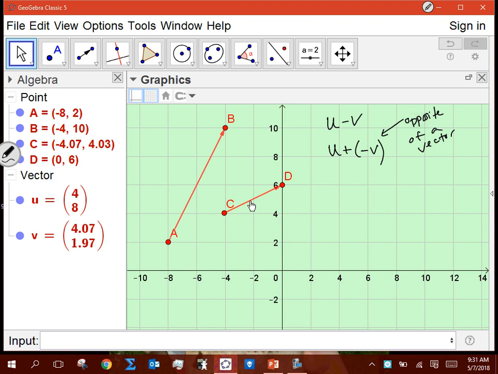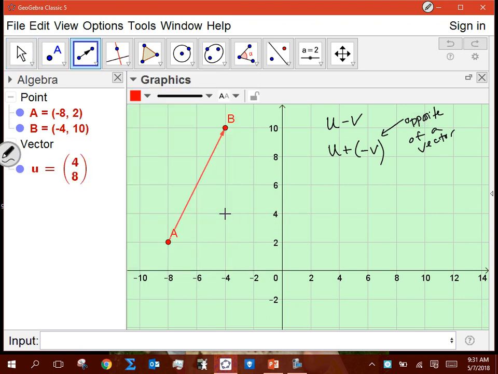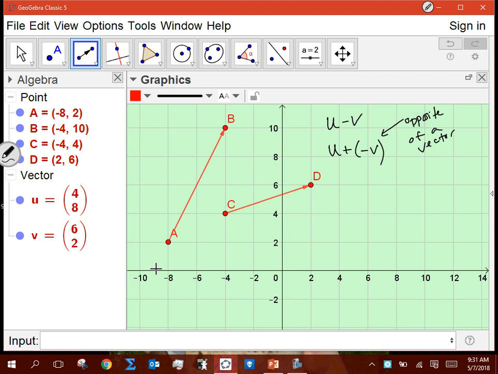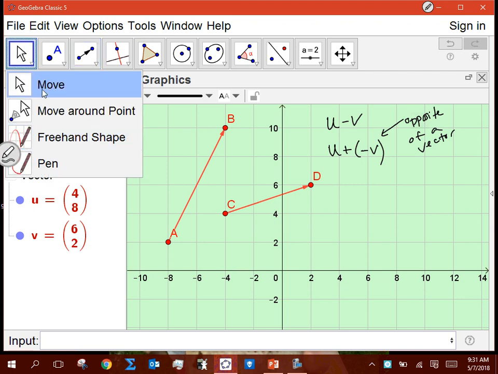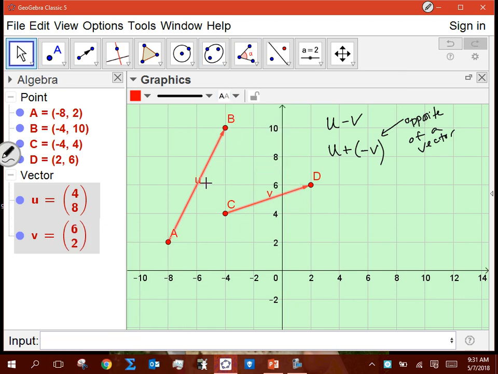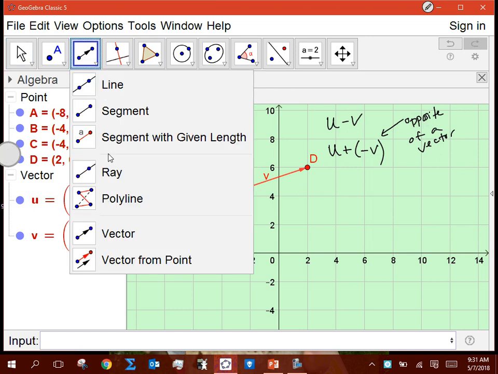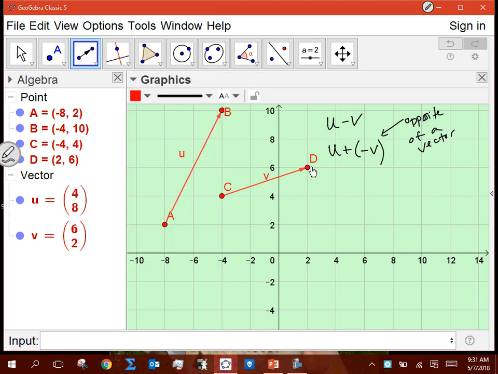Screwed it up again. All right, let's let v be that vector. Okay, and I want to go u minus v. Okay, u minus v. Well, the first thing you have to do is take that vector and find out what its opposite looks like. Okay, so would you guys agree that the opposite of that would be starting at D, but now moving towards C?